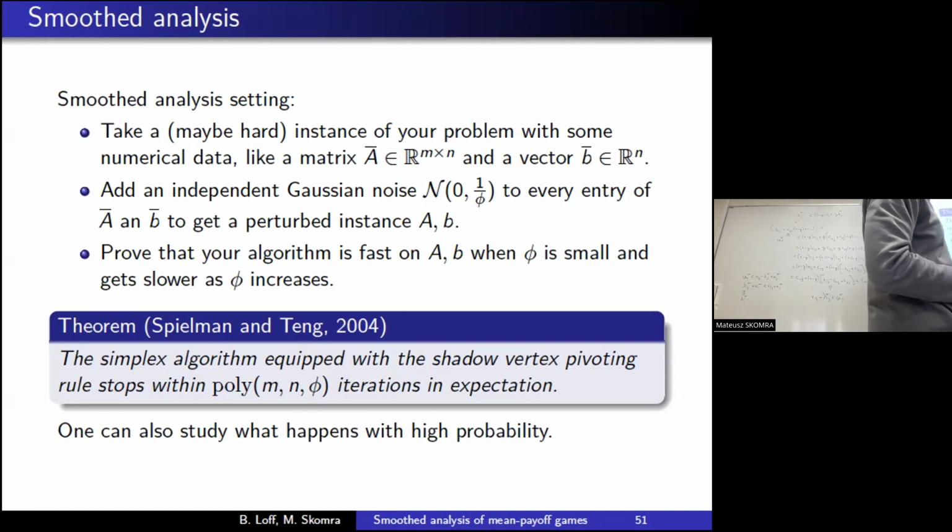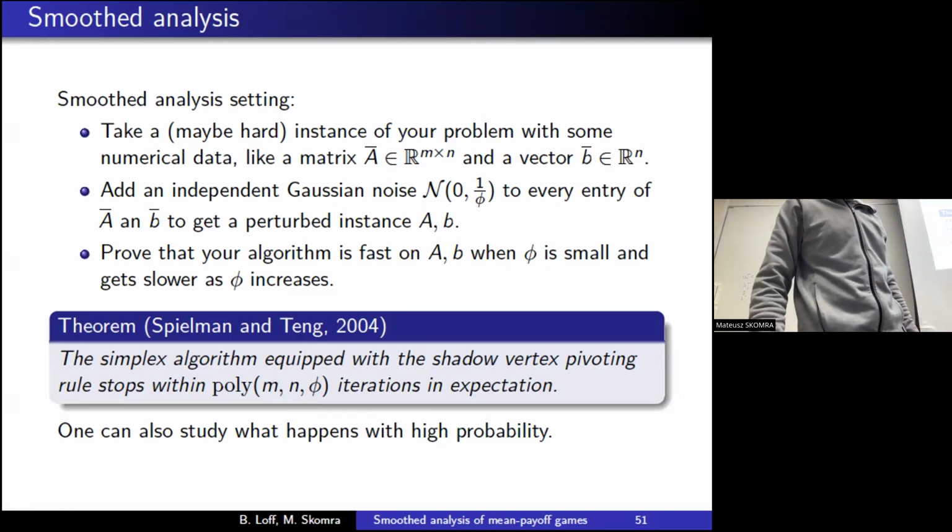That's the explanation. They were able to prove that the simplex method equipped with the so-called shadow vertex pivoting rule stops within this number of iterations in expectation. Which means that, indeed, if you add very little noise, this blows up. If you add a lot of noise, this stays bounded. So there are two things one can study. One can study what happens in expectation, or a slightly weaker version, which is what we actually do with Bruno: to study what happens with high probability.